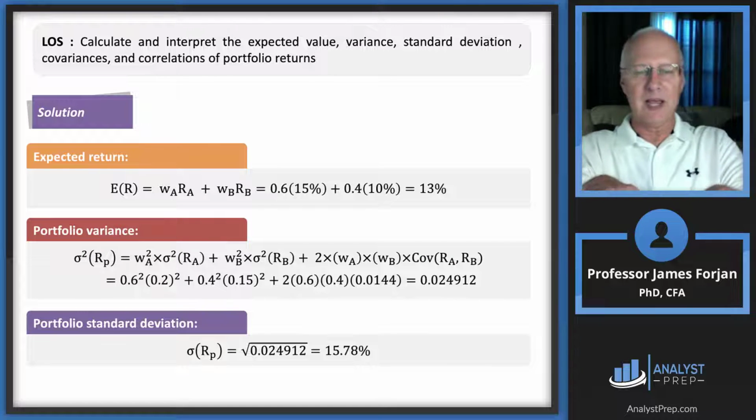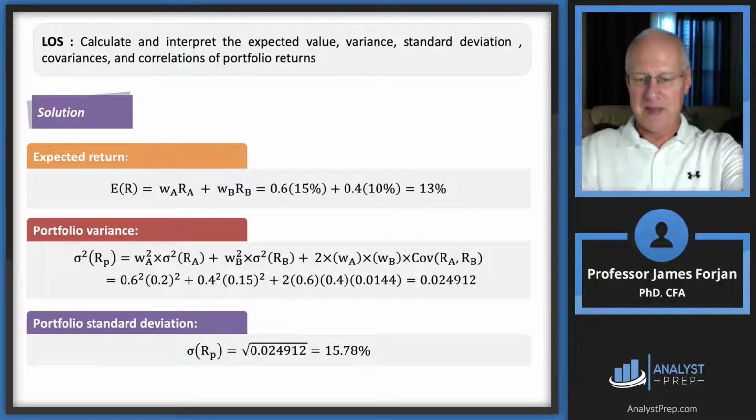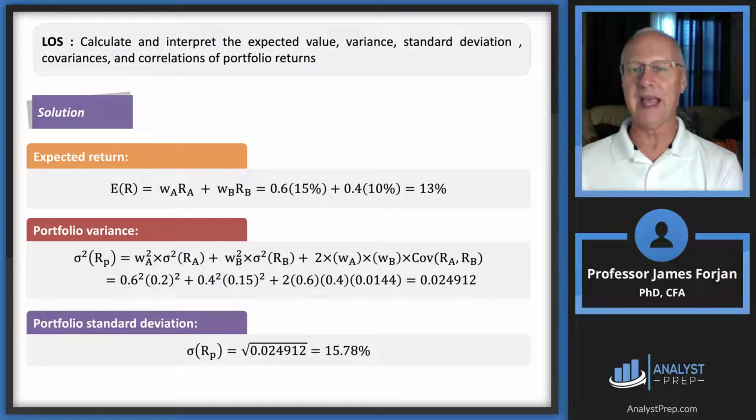Now, remember what I said? I went like this. In this case, the covariance was 1.44%. So when A went like this, B moved in the same direction. But suppose that when A goes like this, B moves in the opposite direction so that the covariance is negative.